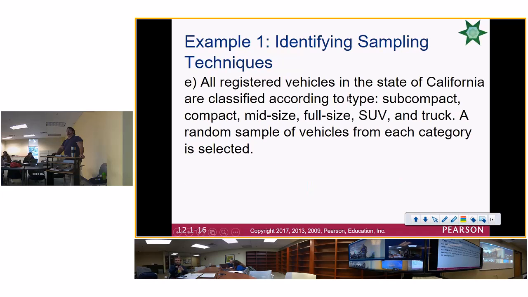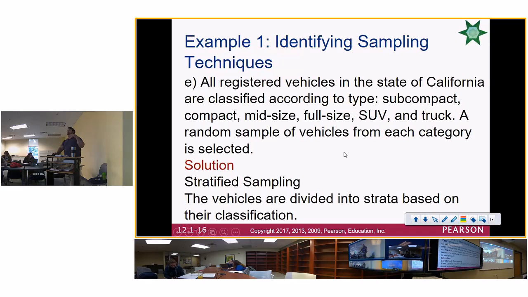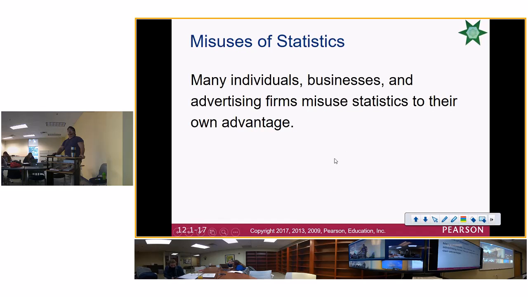A registered vehicle, subcompact, mid-size, full-size, SUV, and truck. I said Ford and Chevy a while ago. This one is saying what kind of car. So what is this? Here's the S. Stratified. So make sure you know those 4 or 5 different examples, okay? If you need to review it, go over the video for the one person that does it.